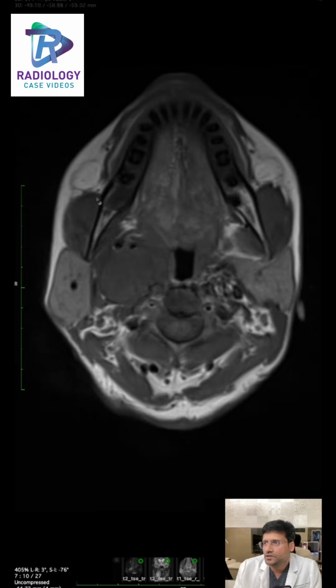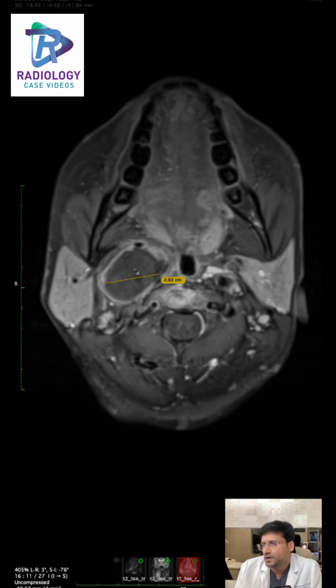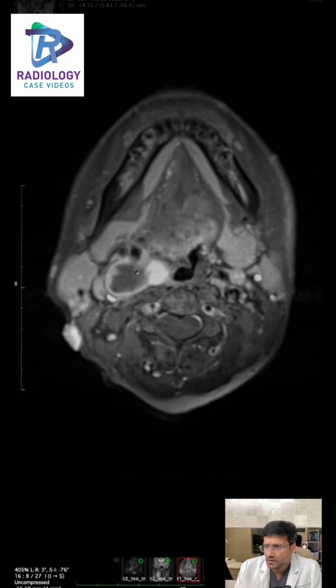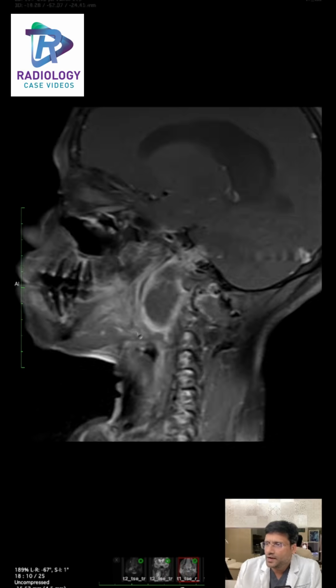On T1, the lesion was predominantly hypointense. The post contrast was surprising in this case. The lesion is literally non-enhancing centrally. There is peripheral enhancement and central necrosis. All these are classical features of a schwannoma with chronicity, also called ancient schwannoma.